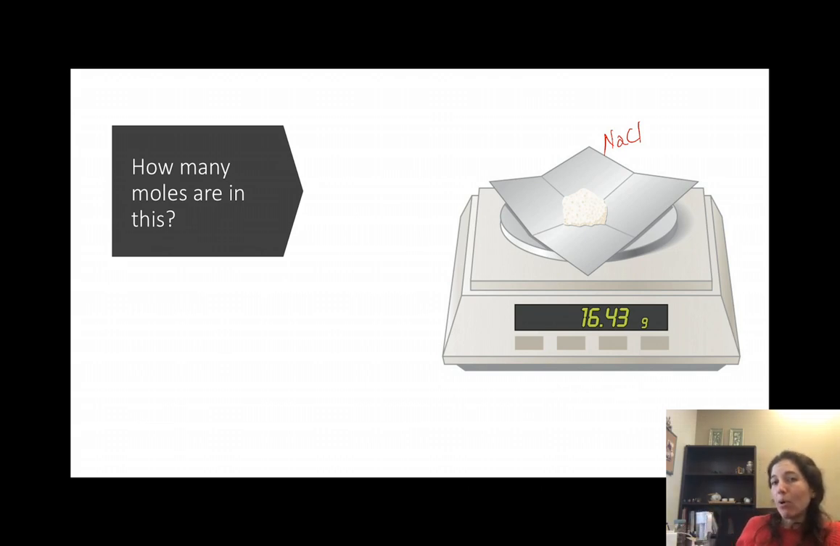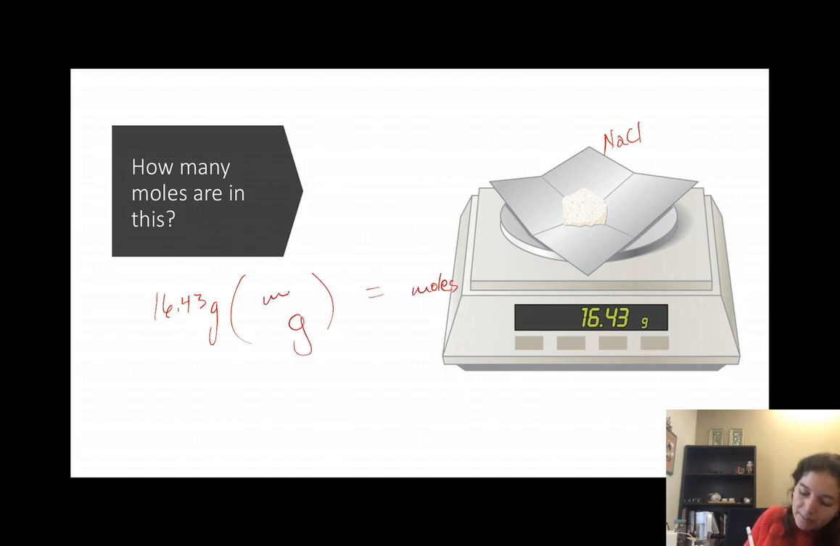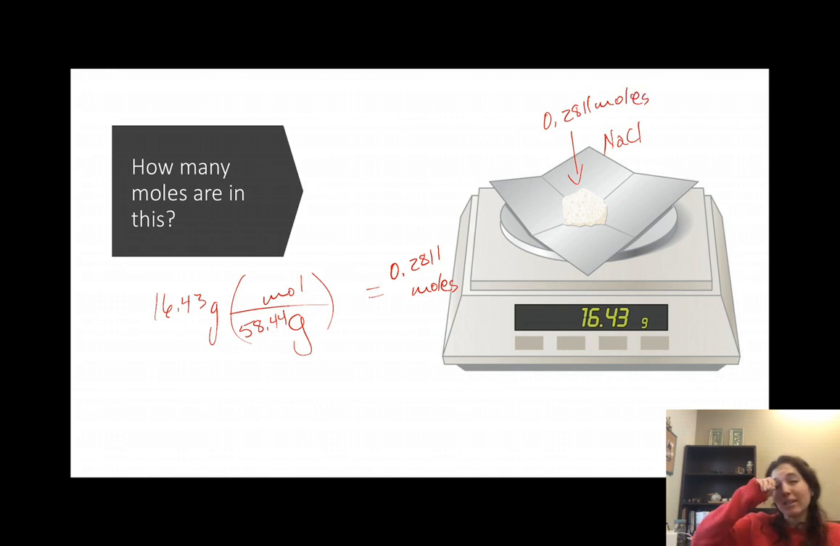So in order to find out how many moles of NaCl are on this balance right here, we need to use our molar mass from the periodic table again. So if we have 16.43 grams, and we want to know how many moles there are, we need our molar mass. So that tells us that we have 0.2811 moles on here. So this is 0.2811 moles of NaCl. If we had a different substance, if it was sodium fluoride or sodium bromide or something like that, it would be a different amount of moles. But this is what it is for sodium chloride.